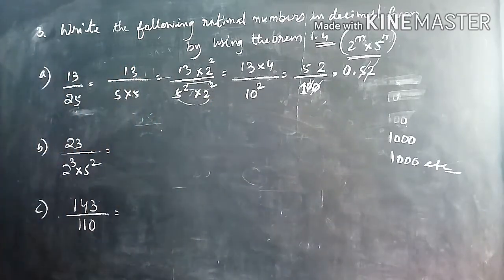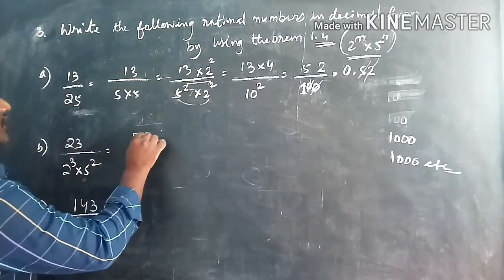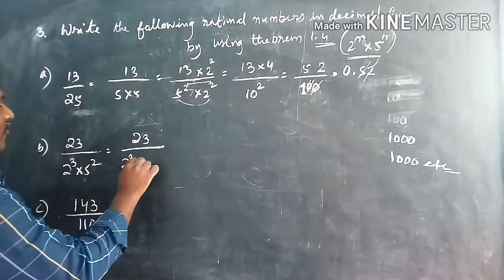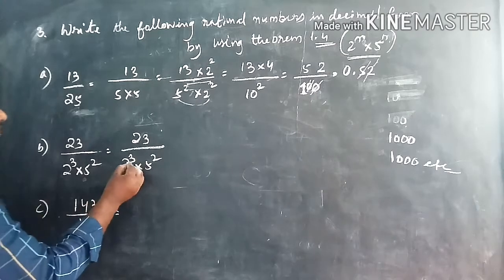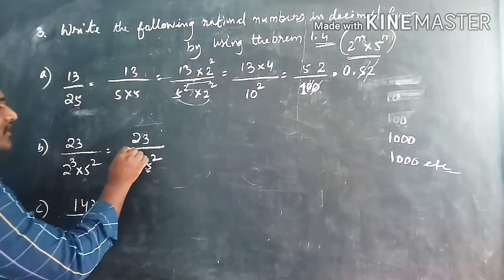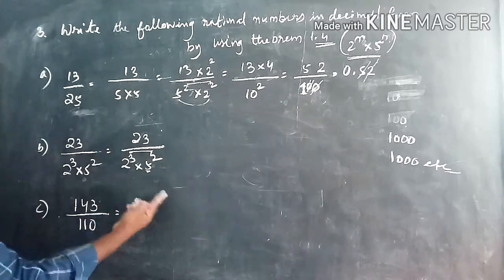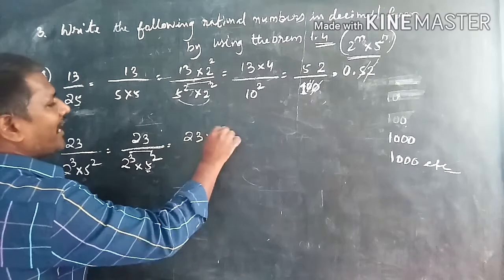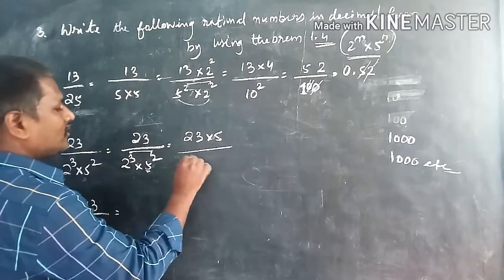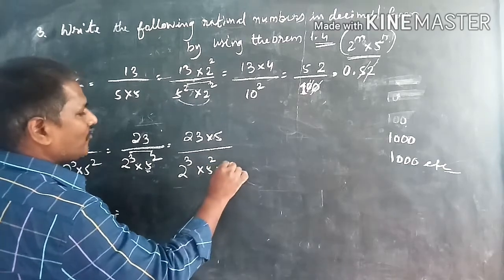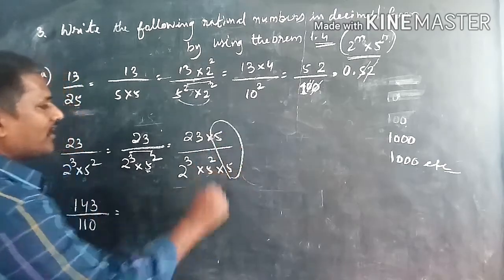Similarly, you can write this one, 23 by 2 cubed into 5 squared. Here 2 is the power of 3 and here 5 is the power of 2. Now the power must be the same. We need to multiply one more 5. Then you get 23 into 5, 2 to the power 3 and 5 to the power 2, 5 squared into one more 5. You have to multiply both numerator and denominator.